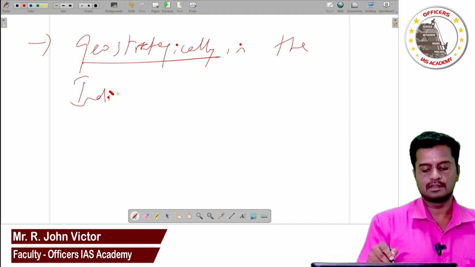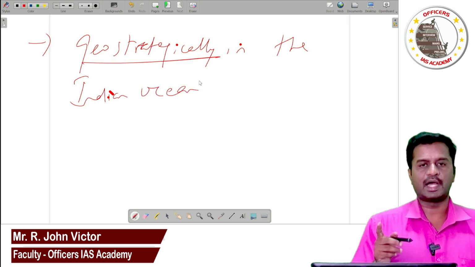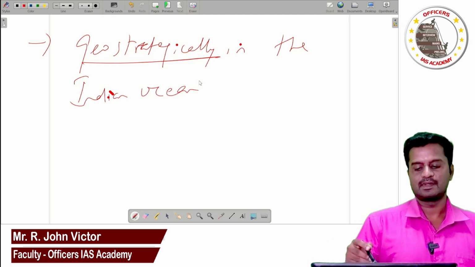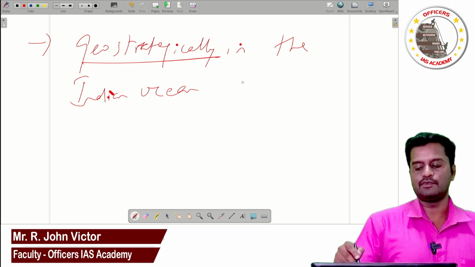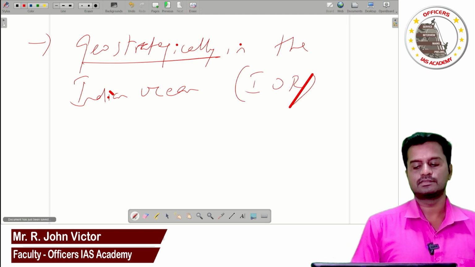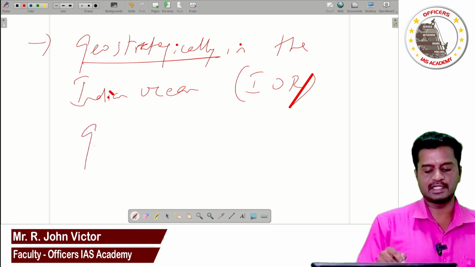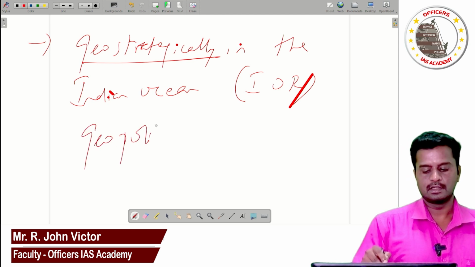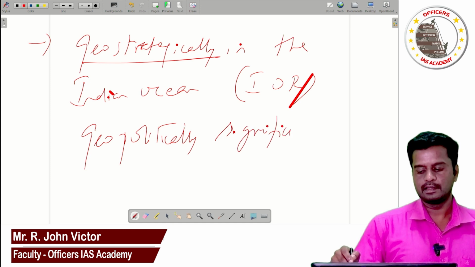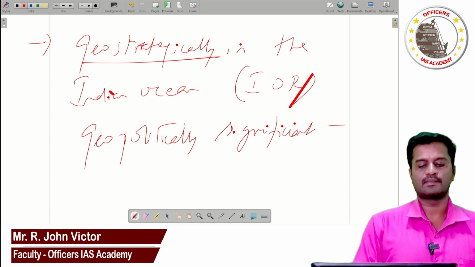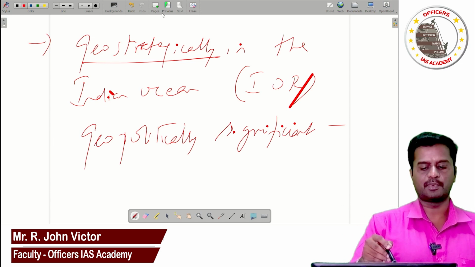Next, mention that Maldives is geostrategically located in the Indian Ocean. I already discussed the concept of geostrategic. This region is called IOR, Indian Ocean region. And also mention that it is geopolitically significant. Now I have given an introduction mentioning the important points briefly.